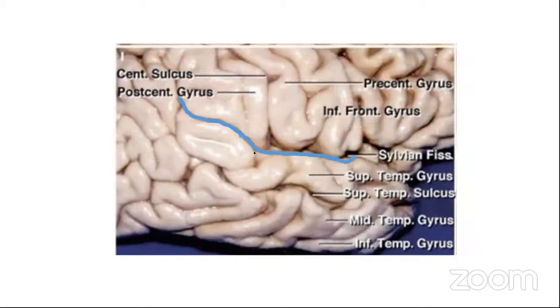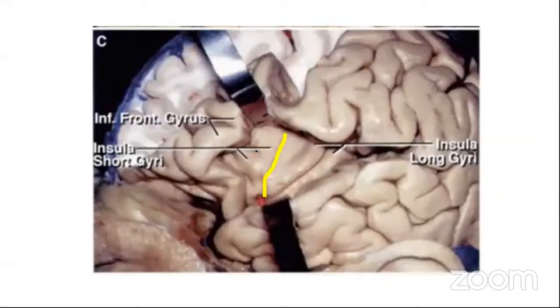Which part of the superficial structure is this? Most of them are saying this is the posterior MI. Yes, sir. Okay. Here we have exposed the insular surface, and we can see the insula here. The frontal operculum and the temporal operculum have been retracted.